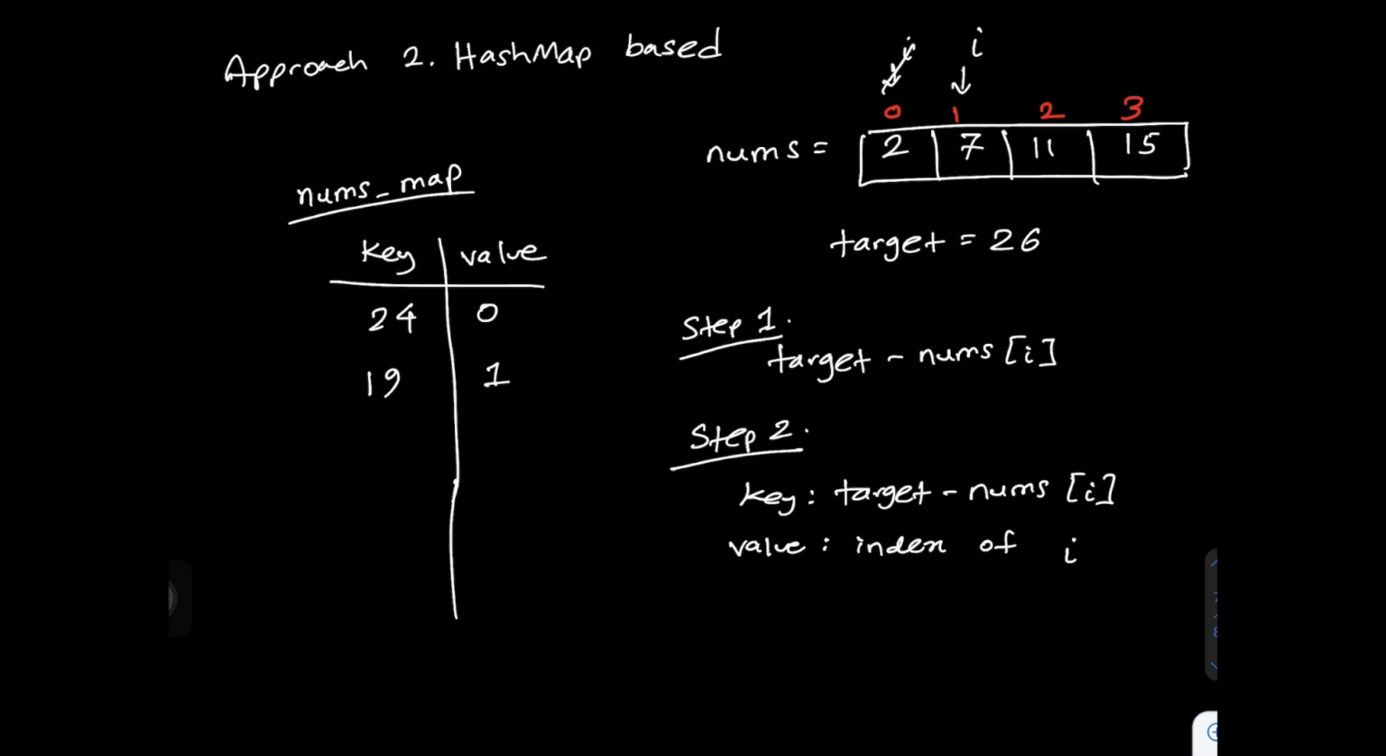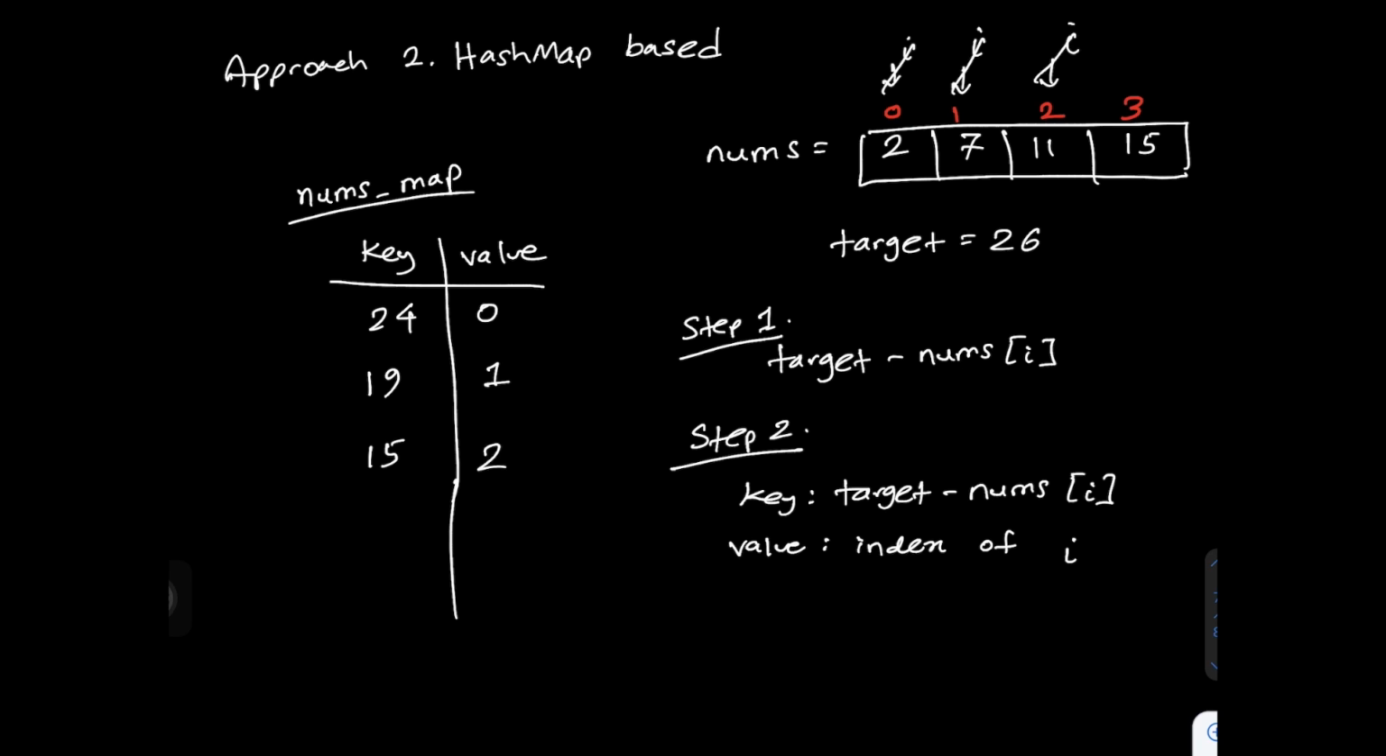Okay, so then our iterator moves to the next value, which is 11. Is 11 present in the nums map? No, it's not present. So we calculate target minus nums, which is 26 minus 11, and then we add this to the map, and this is at the index of 2.